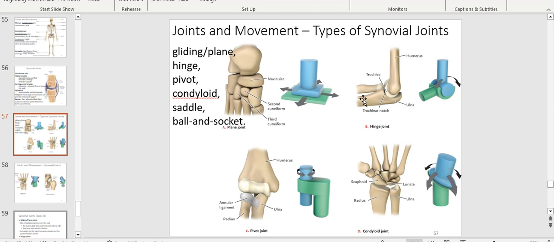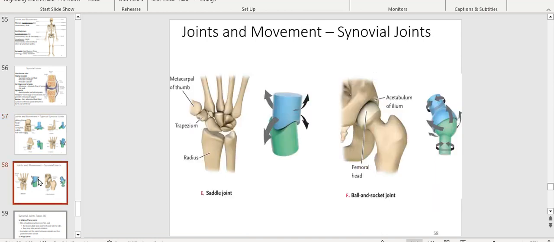We have what's called a pivot joint, the radius and ulna of the forearm. You can replicate that: hold your arm out and move your wrist back and forth. That's what we call a pivot joint. There's also the condyloid joint, and the saddle joint, which is kind of like a saddle sitting on a horse. There's a bit of a rocking motion back and forth. You'll see how it rocks back and forth.